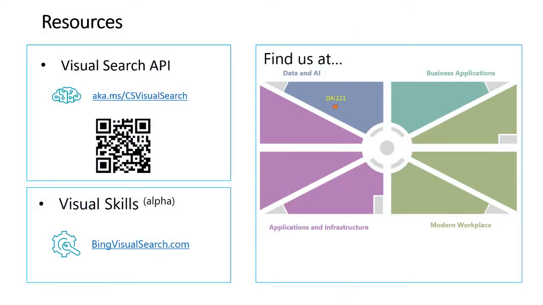If you want to use Visual Search API, go to Custom Search, Visual Search, and you can directly consume from there. Again, it takes literally 5 minutes to get started. You can build visual skills with us. Again, this is free.